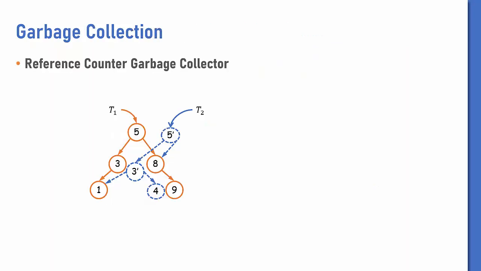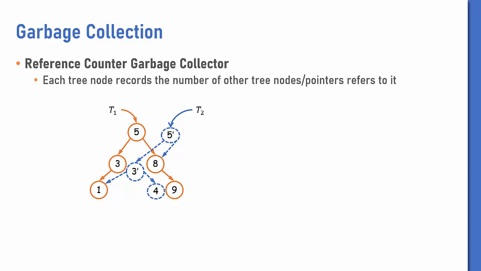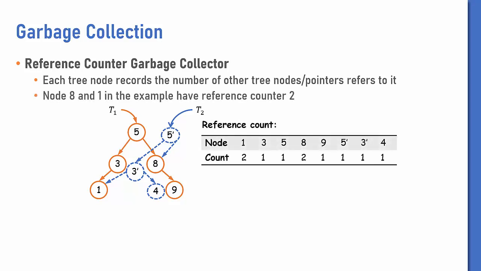Next, I'll briefly mention how PAM deals with garbage collection. We use a reference counting garbage collector, so we record how many other pointers are pointing to each tree node. In this example, nodes 1 and 8 have reference count 2 because they have 2 pointers pointing to them, and the rest of them only have reference count 1.